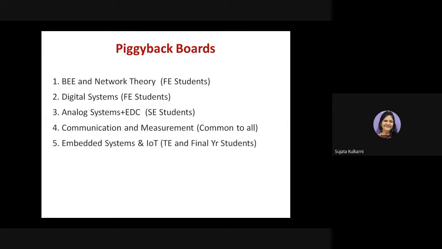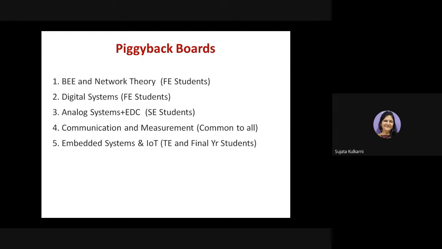But however, for the subjects, there is no commonality, right? BEE is altogether about basic electronics. Digital electronics has an altogether different requirement. Linear integrated circuits have a different requirement. Communication and IoT have a different requirement. So that is why we have separately designed Piggy Backboards where, for at least 10 to 12 experiments, we brought some commonality between the experiments as far as that subject is concerned, and the Piggy Backboard is designed for that.